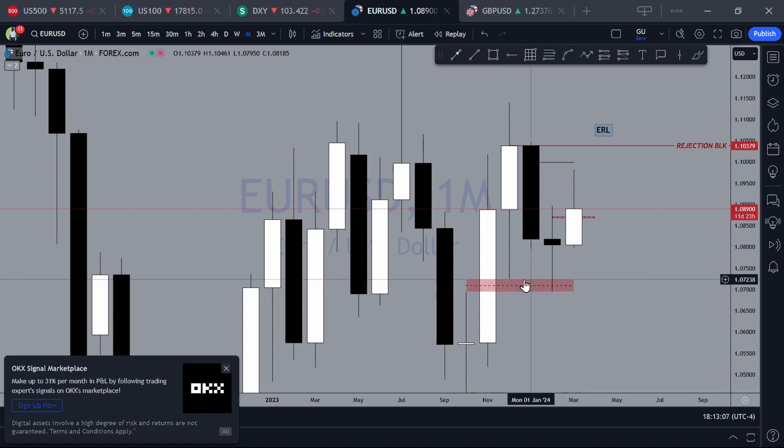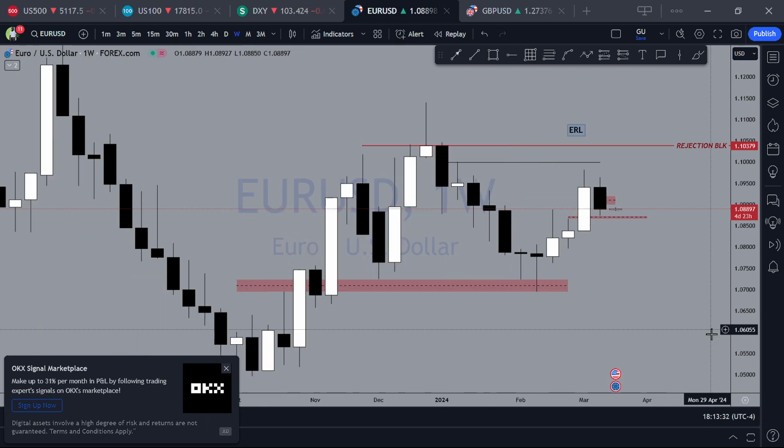Internal range liquidity. So what is it going to seek? It's going to seek an external range liquidity, right? So we have this rejection block as my first objective, and then obviously that swing high. So internal range liquidity, strong reaction. Price is going to target the external range liquidity. Now let's check the weekly chart to validate our buys.